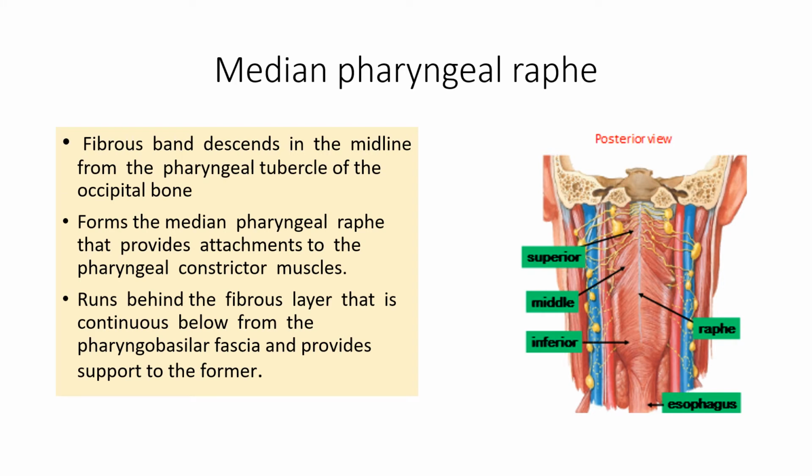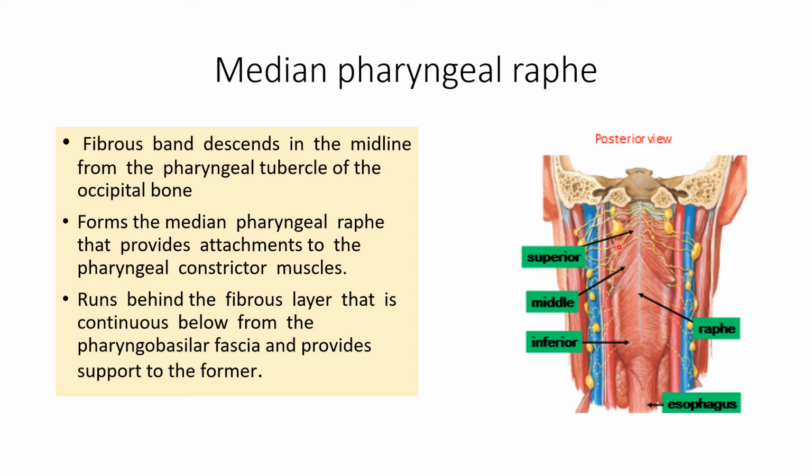After learning about the pharyngobasilar fascia and buccopharyngeal fascia, let us see what is the median pharyngeal raphe. The median pharyngeal raphe is a fibrous band that descends in the midline, starting from the pharyngeal tubercle of the occipital bone, which you can see in this picture. From there you can see the midline raphe, which is descending on the posterior aspect of the pharynx. It is outside the pharyngeal muscles. So this fibrous band forms the median pharyngeal raphe, and it gives attachment to the constrictors of the pharynx.